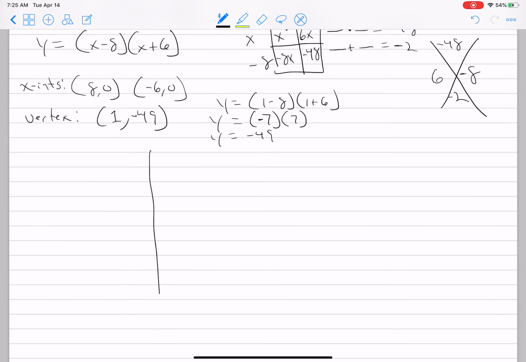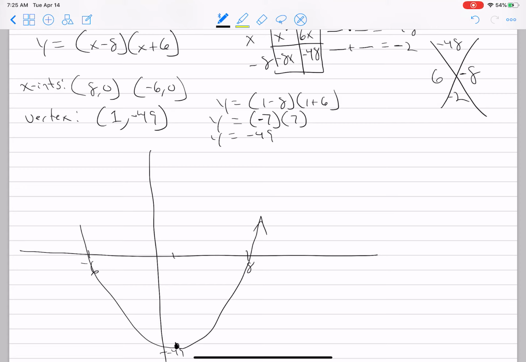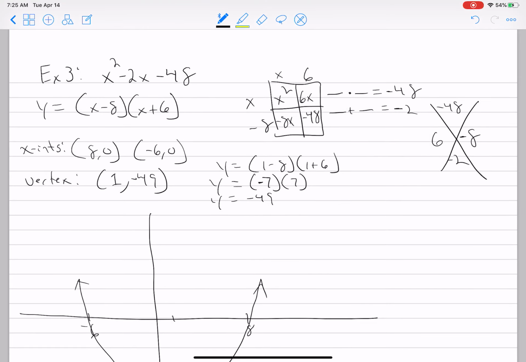Which means if you were to draw it, call this 8. We'll call this negative 6. Call this 1. We'll call this negative 49. Should have looked something like that. All right, so there you go.